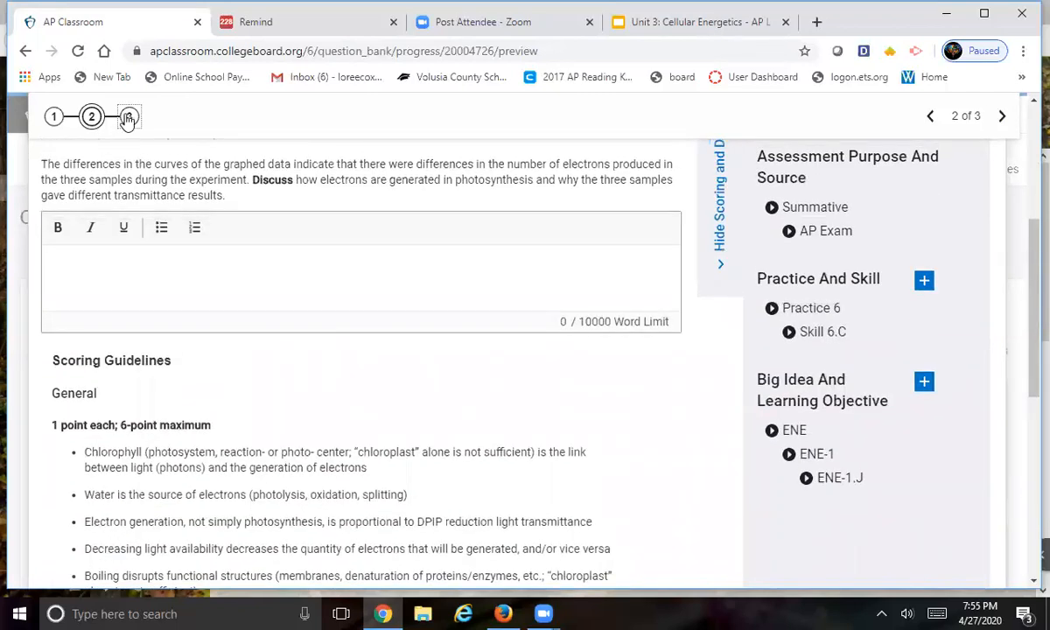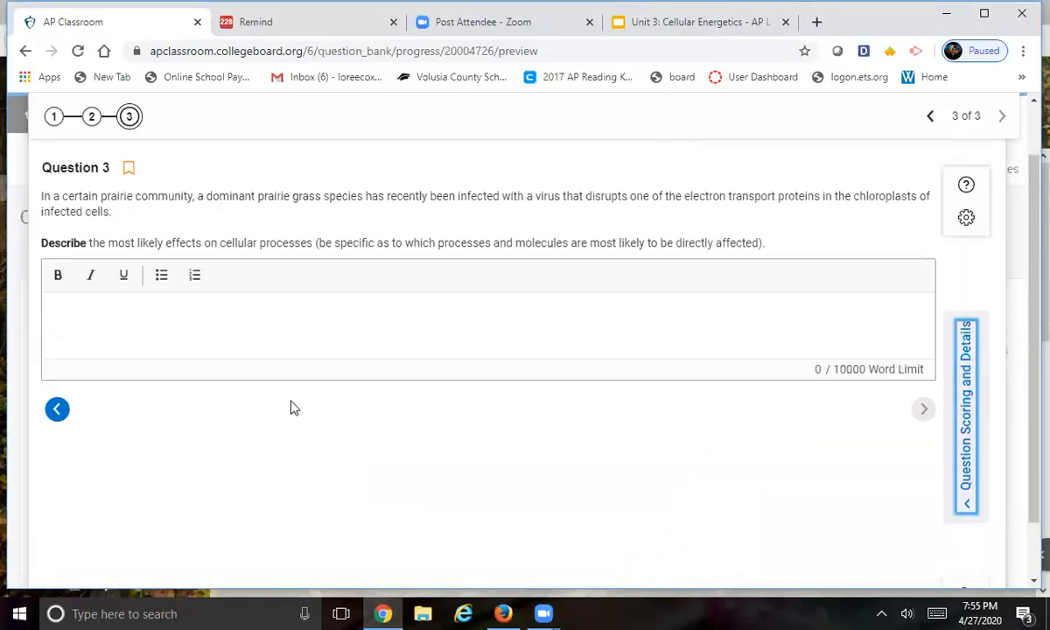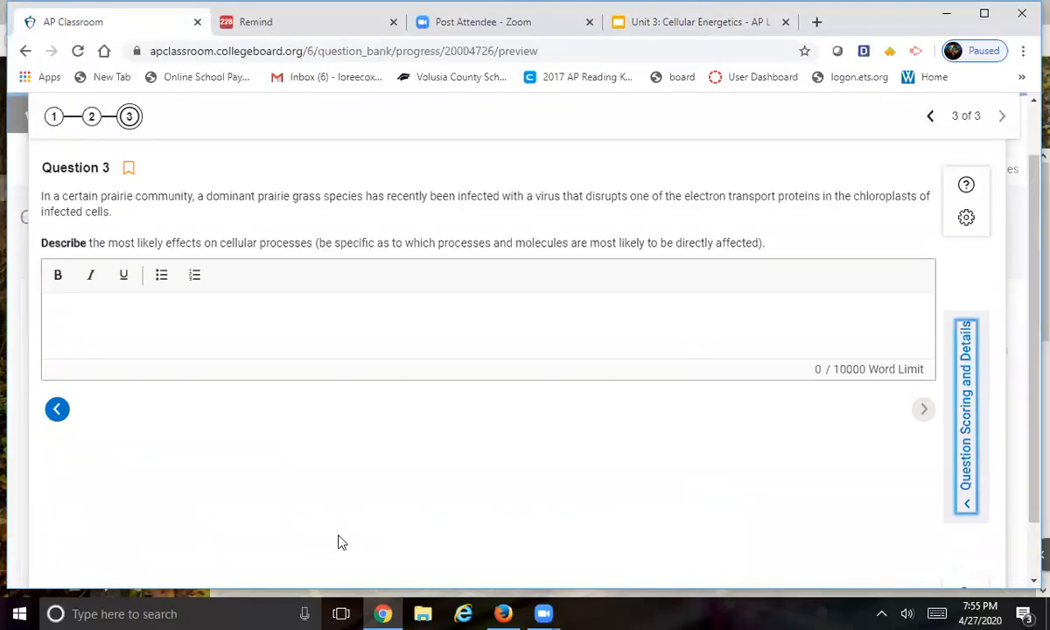All right, so next is question 3. Question 3 says, describe the most likely effects on cellular process. Be specific. Sorry, I'll go back to the top. In a certain prairie community, a dominant prairie grass species has recently been infected with a virus that disrupts one of the electron transport proteins of the chloroplast in the infected cells. One of these isn't working, right? Photosystem 1 or photosystem 2, okay? So describe the most likely effect on the cellular processes. Be specific as to which process and molecules are likely to be directly affected.